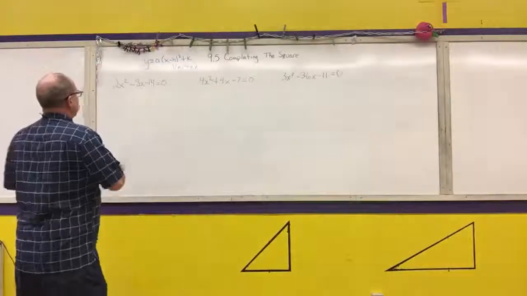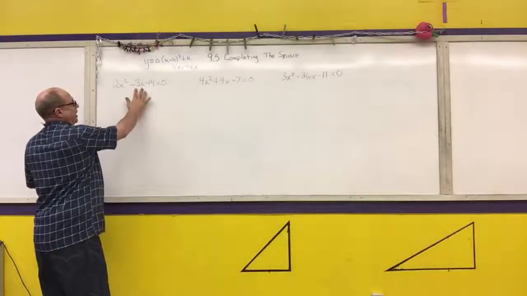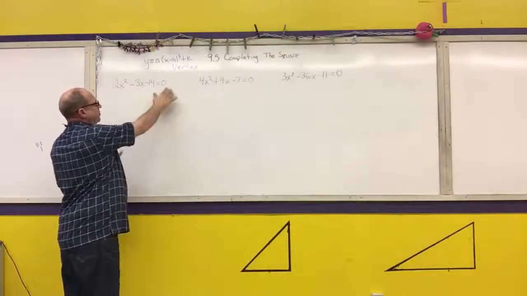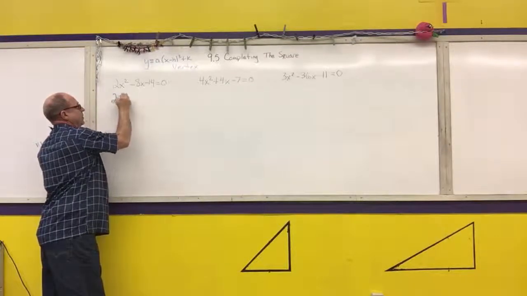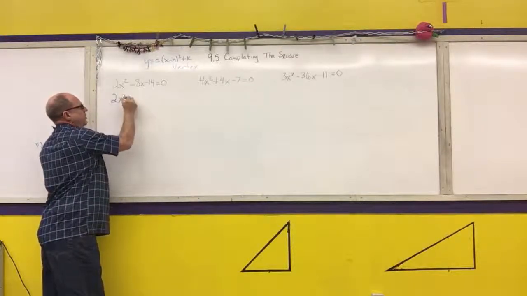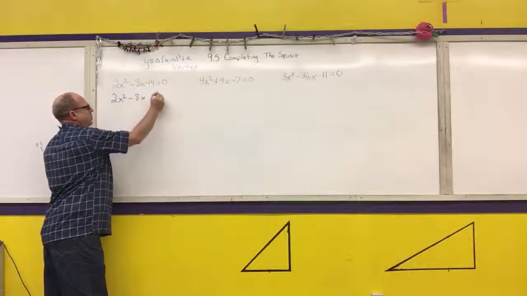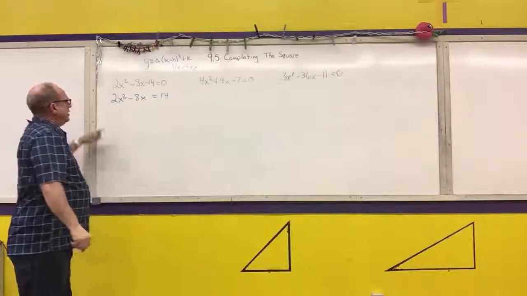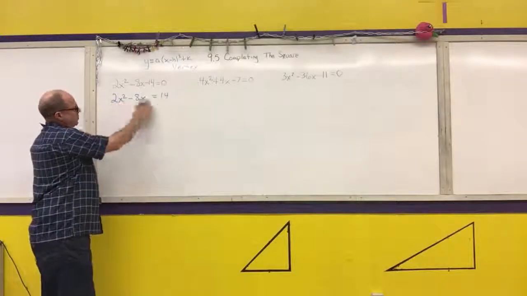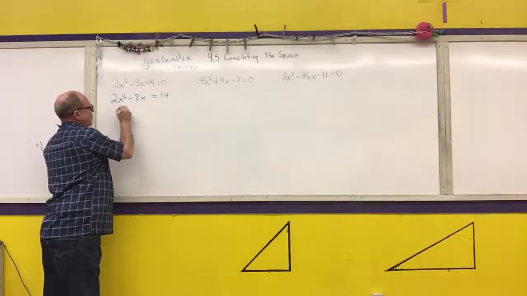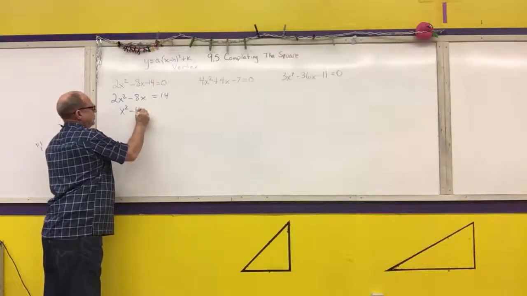Start out with 2x squared minus 8x minus 14 is 0. Add the 14 to both sides. So I have 2x squared minus 8x equals 14. Second step, divide by the number in front of the x squared. So I'm going to divide by 2. That leaves me with x squared minus 4x equals 7.